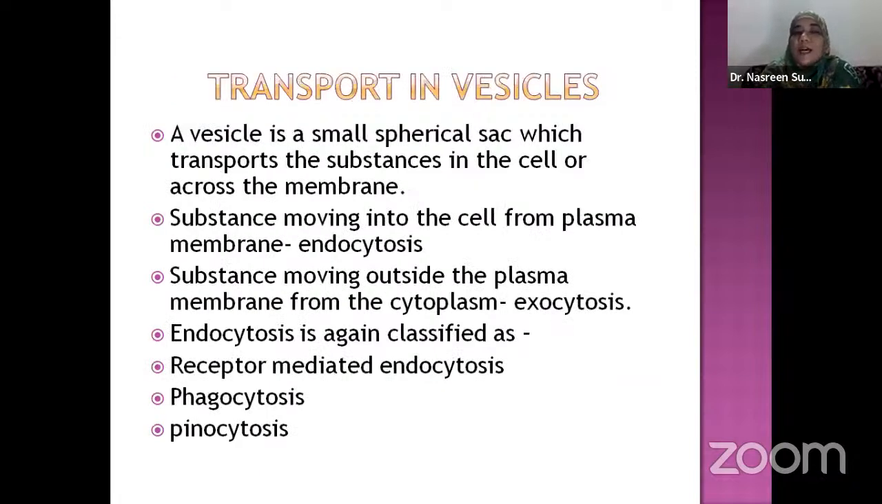Next, coming to the transport in vesicles. So now we have seen how molecules are transported through diffusion, osmosis, and through active transport systems, right? Now there is one more transport system which occurs in vesicles. So what is a vesicle? A vesicle is a small bag-like or spherical sac-like structure which is going to cover the substance and move it along the cell.